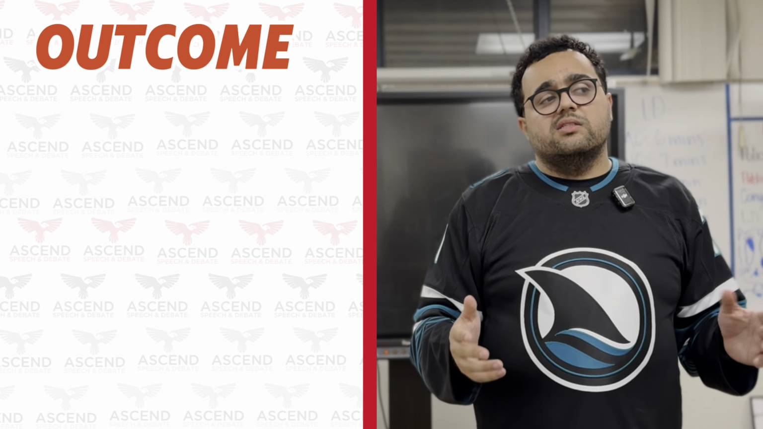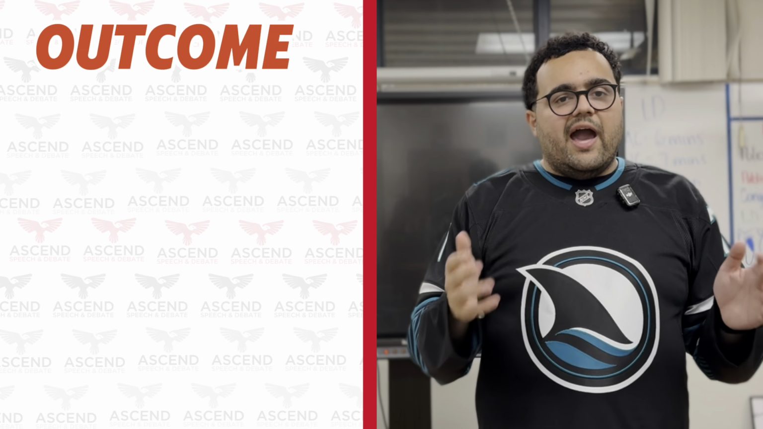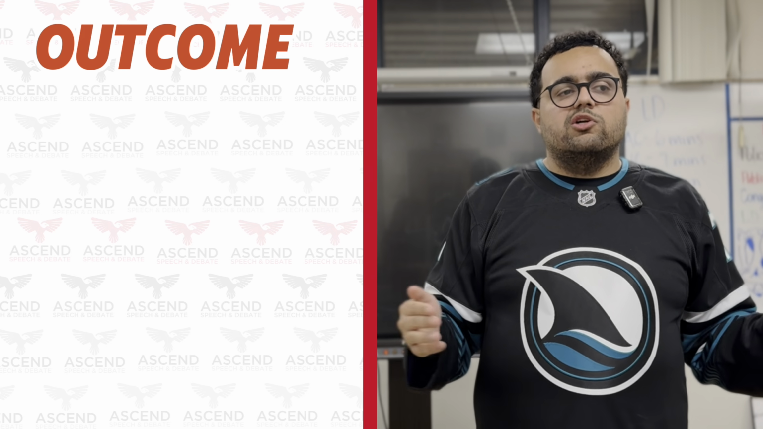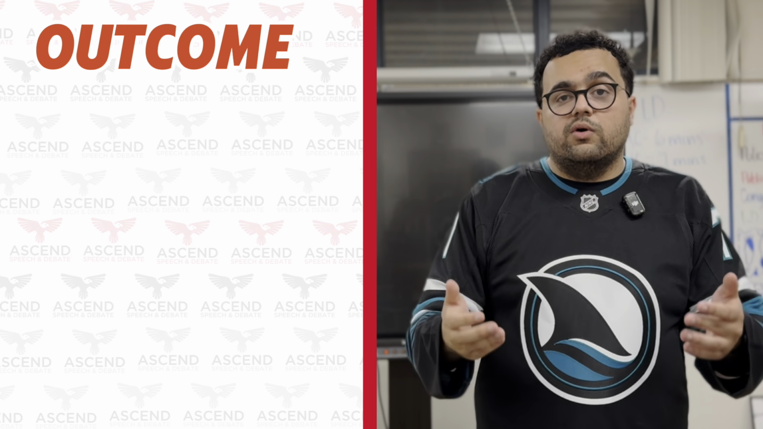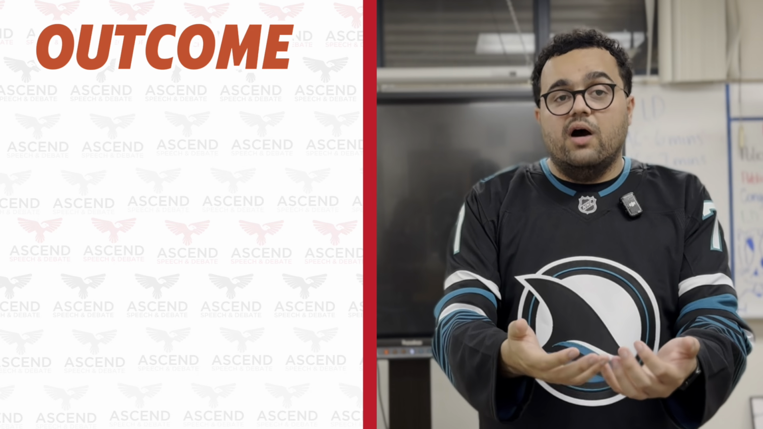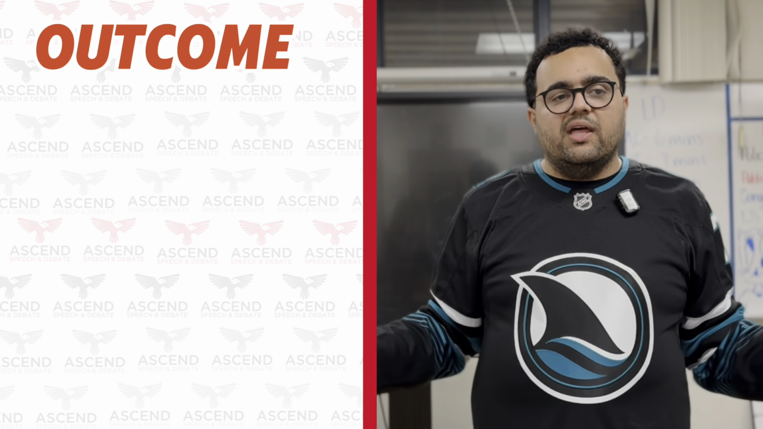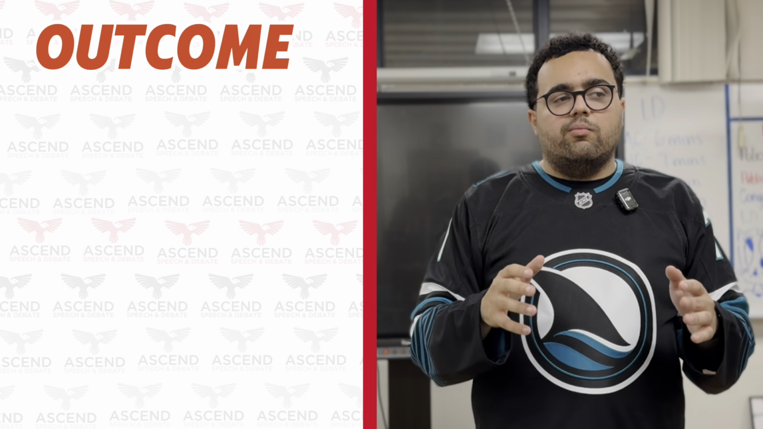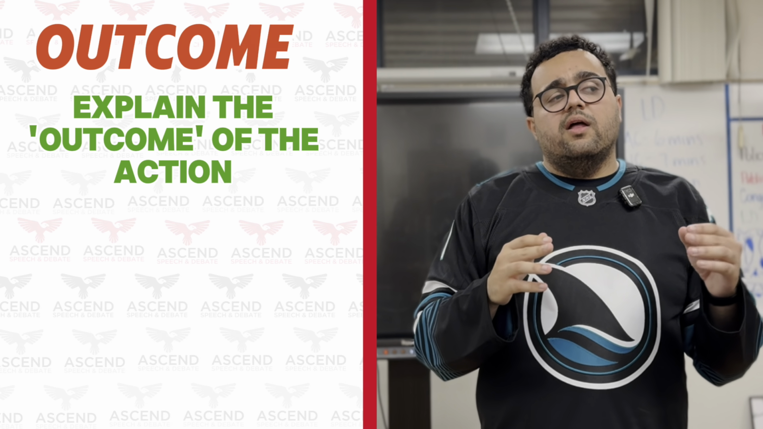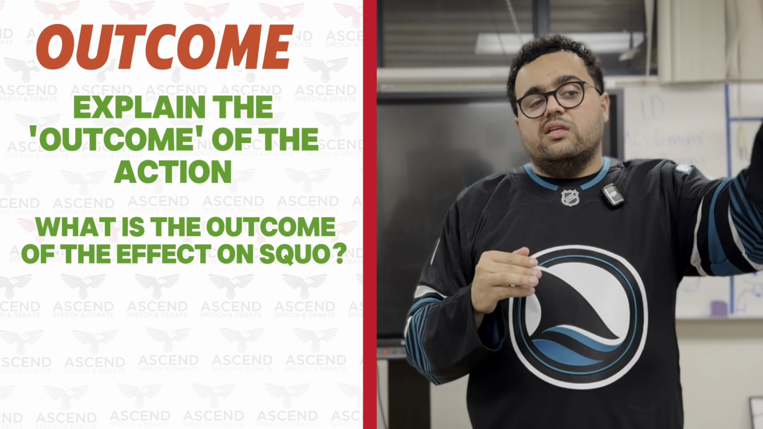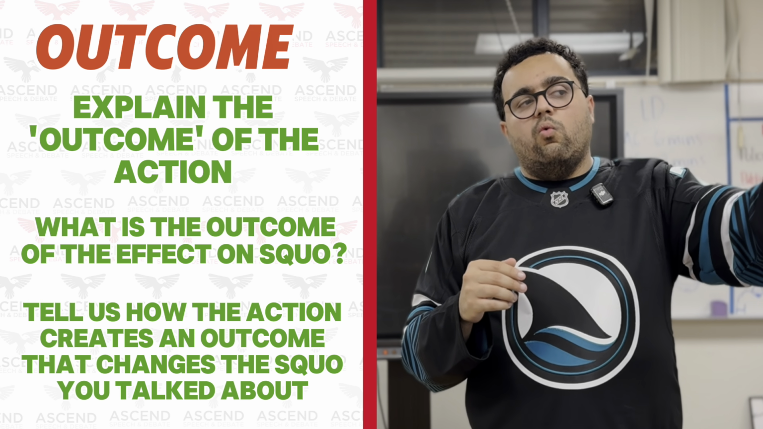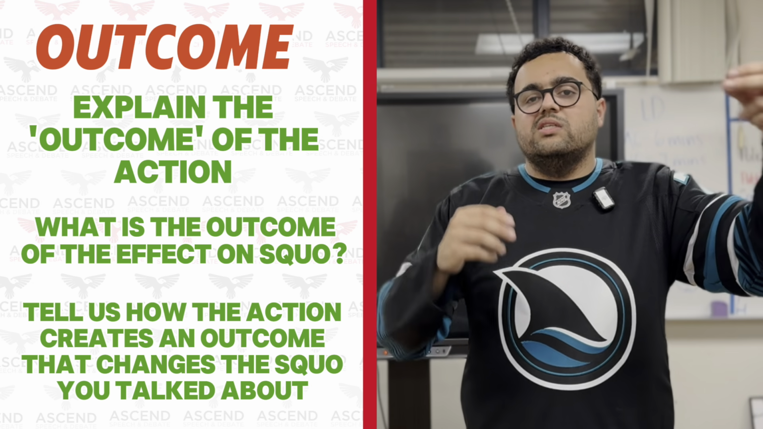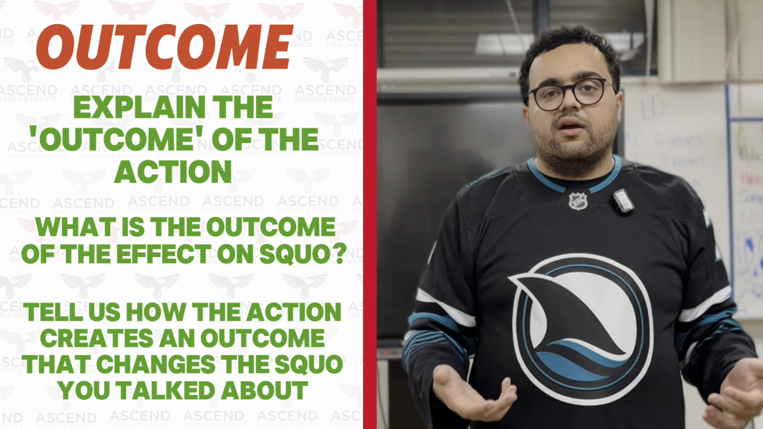I want everybody to think about this. If there is an action taken in anything in life, there should be some reaction to it, otherwise known as an outcome of it. There's always going to be something that happens, something that comes of it. That is why the outcome block is so important. It's supposed to be detailing, we said this action is going to affect the status quo. What actually happened? What affected it? What is the outcome of that effect?